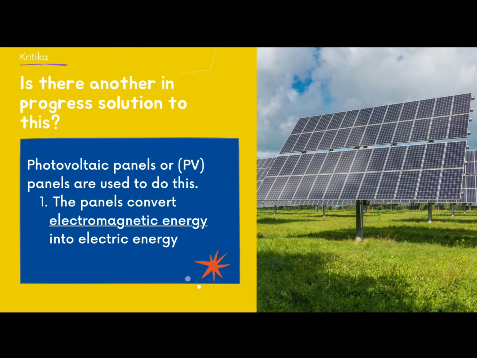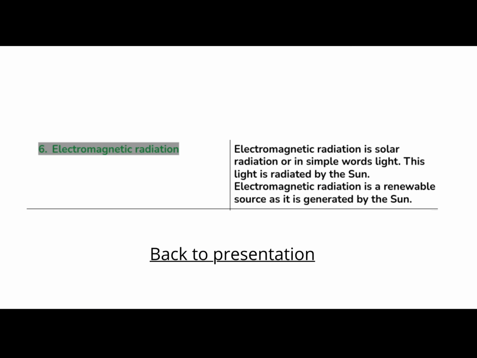Is there another in-progress solution to this? Well, yes, we still have to learn about how we can use solar energy to create electricity. Photovoltaic panels or PV panels are used to do this. The panels convert electromagnetic energy into electric energy. Wow, a lot of new terms. Let's learn about what photovoltaic panels are and electromagnetic energy.